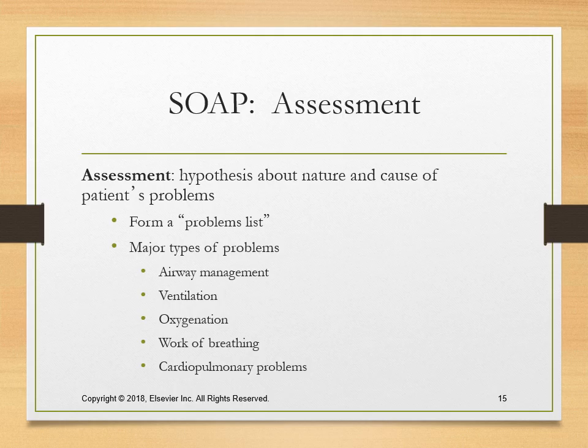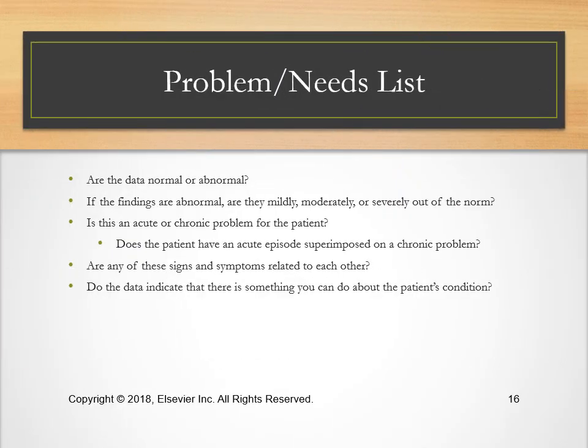Assessment. Assessment forms a problem list. Major types of problems for respiratory therapy include airway management, ventilation, oxygenation, work of breathing, or cardiopulmonary problems, heart and lung problems, like asthma or MI, shortness of breath, or cough. This includes a problem or needs list.